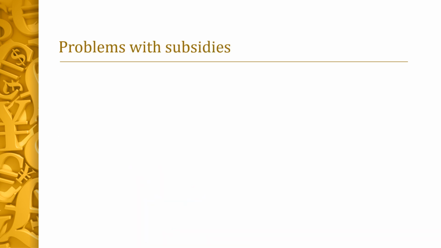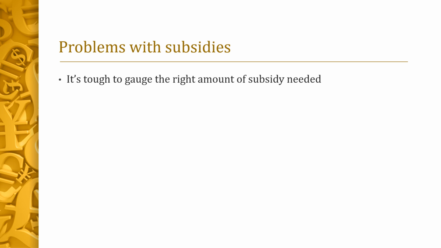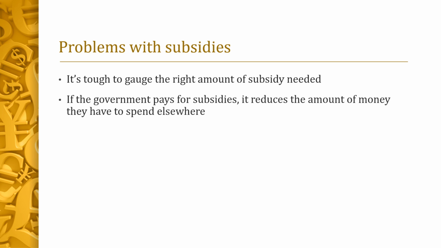Some of the problems with subsidies include: it's tough to gauge the right amount of subsidy needed because it's difficult to assess the problem and also to gauge exactly what the reaction will be to a subsidy being applied. If the government pays for subsidies, it reduces the amount of money that they have to spend elsewhere, so some people will doubtless disagree with their priorities.